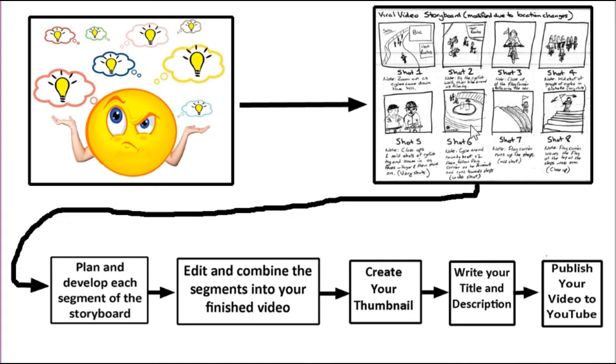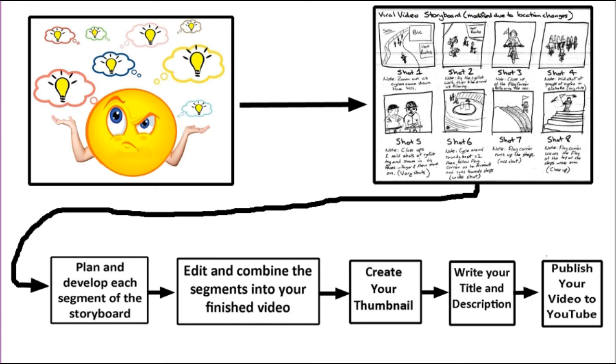After the storyboard is completed, you usually then plan and develop and shoot each segment of the storyboard, after which you edit and combine your segments into a finished video. And then if you're publishing on YouTube, you usually create your thumbnail, you write your title and description, and then you publish your video to YouTube.